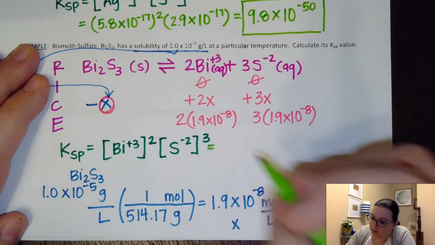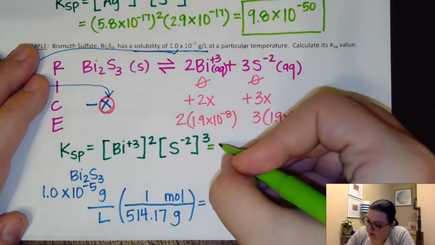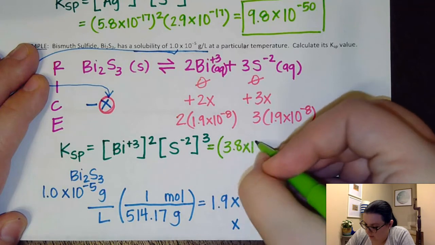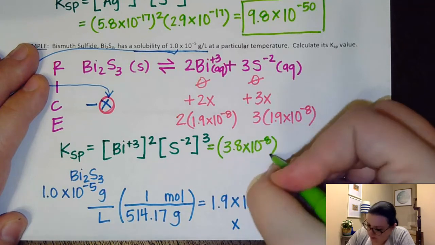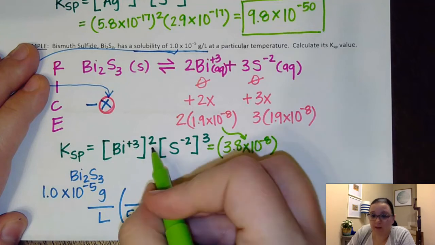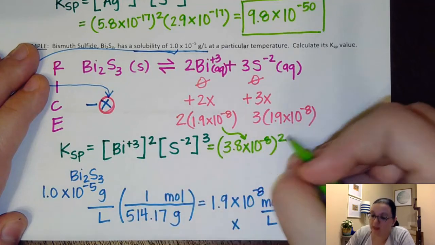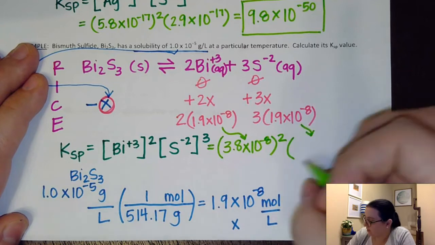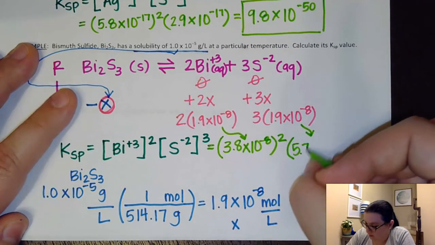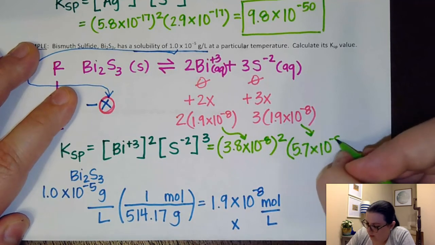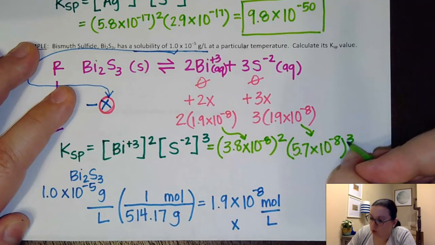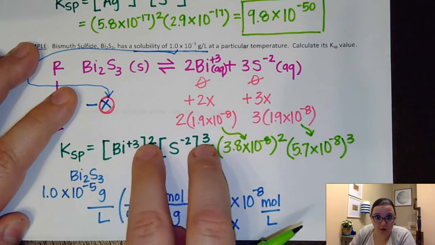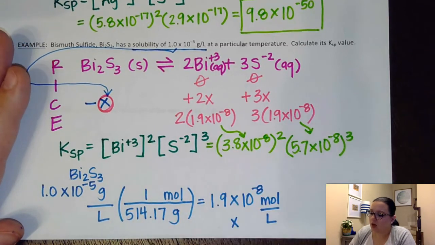So here we go. This 2 times 1.9 times 10 to the negative 8th gets a value of 3.8 times 10 to the negative 8th. Again, this comes from there, but don't forget it is squared in the KSP expression. Our 3 times 1.9 times 10 to the negative 8th gets 5.7 times 10 to the negative 8th, but again, that is going to get cubed. So it gets doubled and tripled here, but then it also gets squared and cubed here. Kind of keep that in mind.